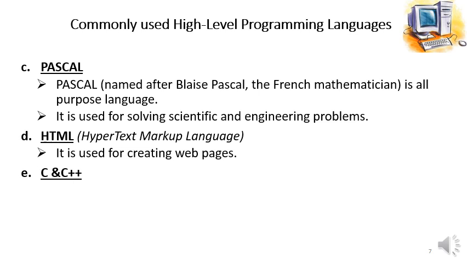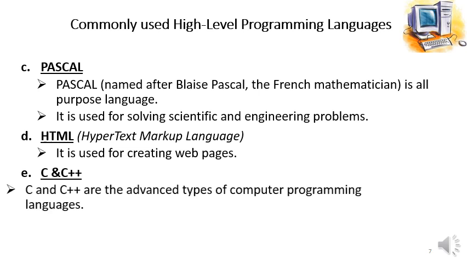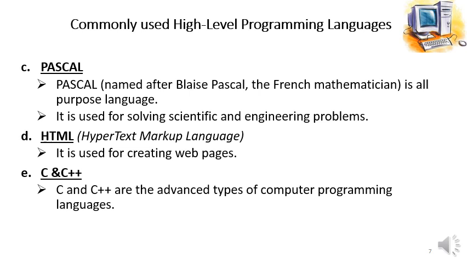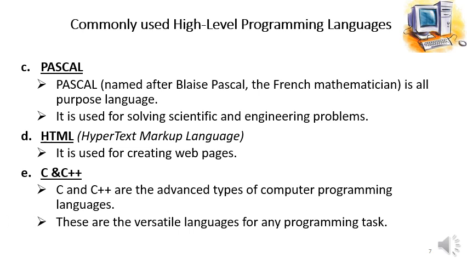Fifth, we have C and C++. C and C++ are high-level languages used for object-oriented programming, especially C++. They are advanced types of computer programming languages, versatile for any programming task. They are powerful languages because they have the features of object-oriented programming, especially C++.